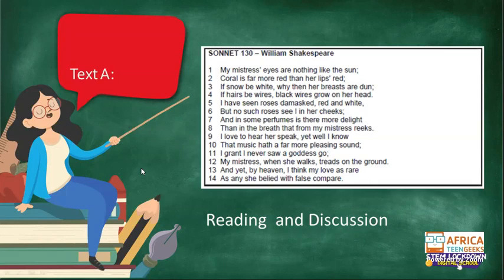Coral is not a red color, right? But the expectation is that a woman should have somewhat red lips. Coral is somewhat close to red, but not exactly red. I don't know if you guys have seen coral, the color. It's kind of orangish, sandish, reddish, right?